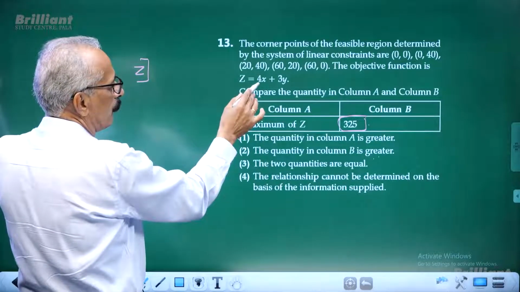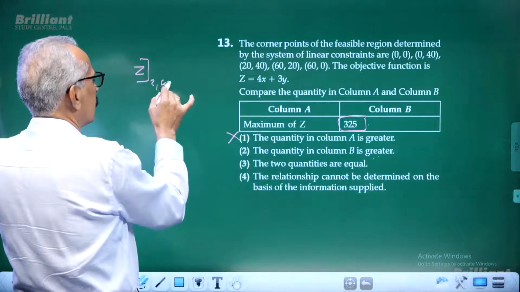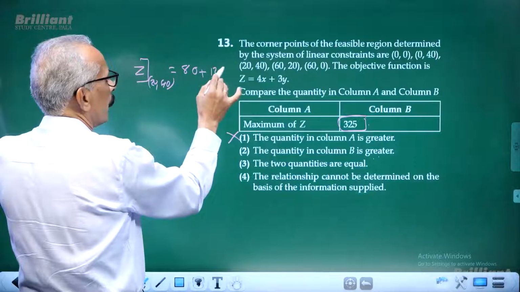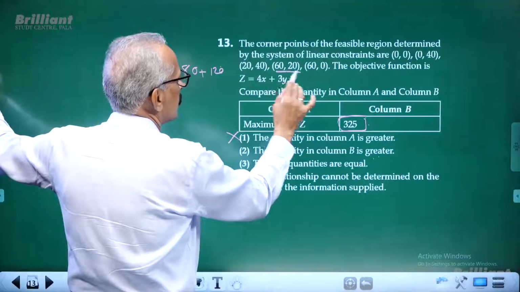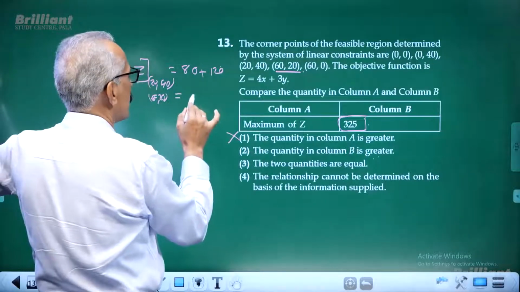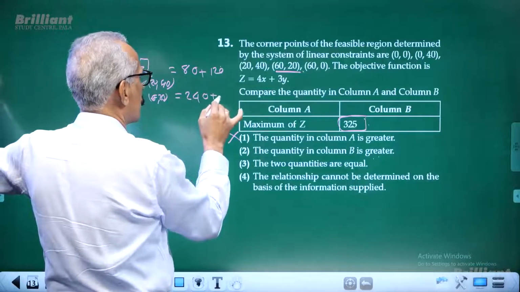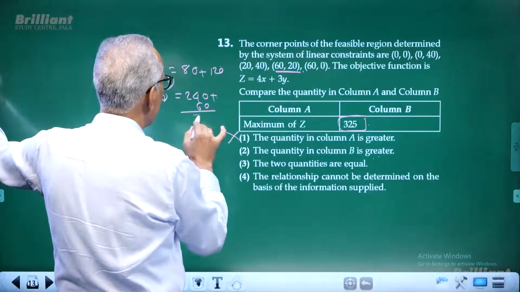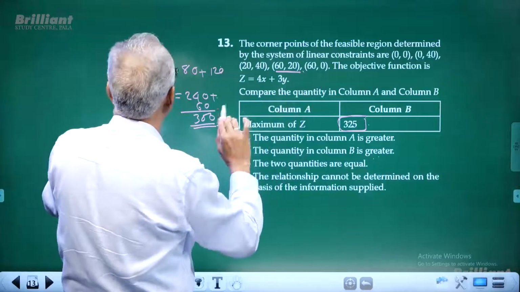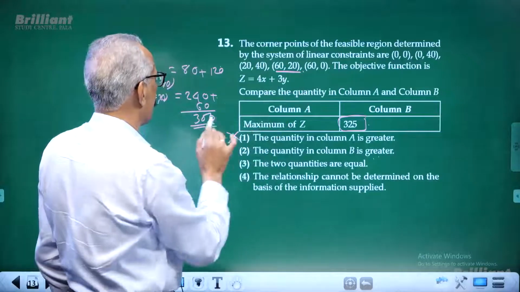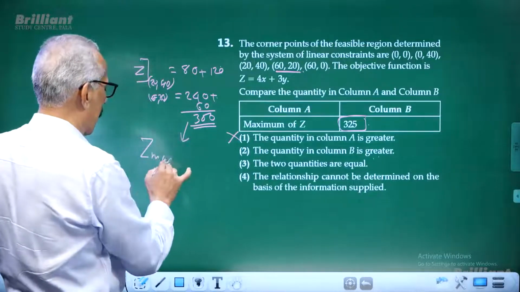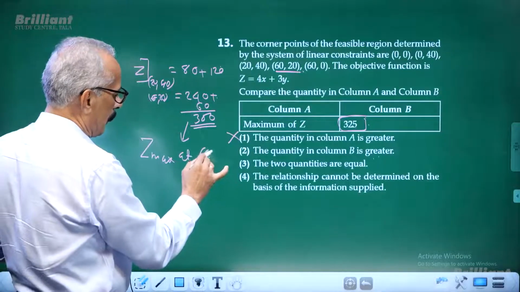20, 40 means 20, 40. Each and everything I calculate. So, it will become 80 plus 120. It is 200 now. 60, 20. 60, 20 means it will become 240 plus 60, that is 300. So, this is the maximum value. Z is maximum at 60, 20.